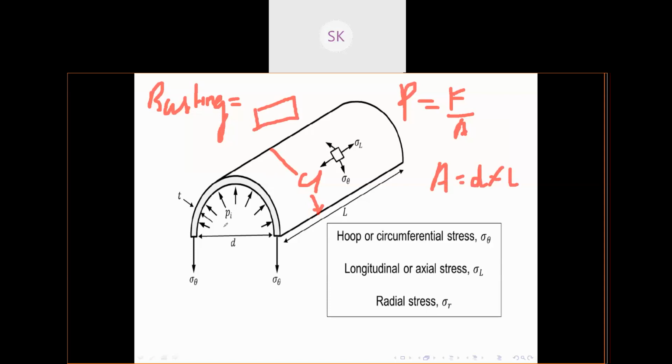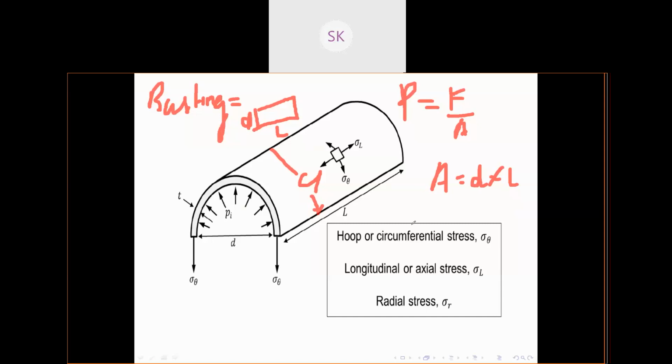Assume this, because bursting force is this one, right? The pressure P is applying on the surface of the section. So assume this circumference as a rectangular section. Our diameter is D, length is L. So what will be the area? D into L is our area, and P is the pressure.